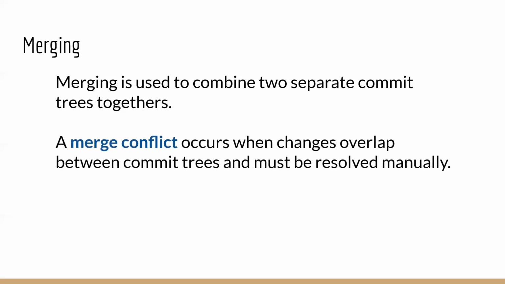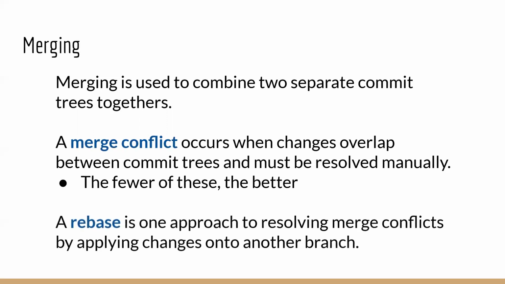And so these merge conflicts are what happens when the changes overlap. We have to resolve these manually, right? There's no automated process that says take this code, but not this code. We're not at that level, as much as GitHub Copilot would like to think that we are. The fewer of these, the better, obviously. Fewer merge commits are good. And then a rebase is one approach to resolving merge conflicts.